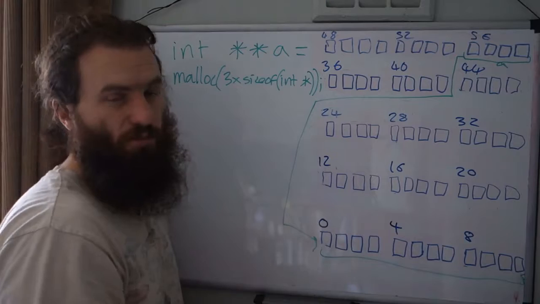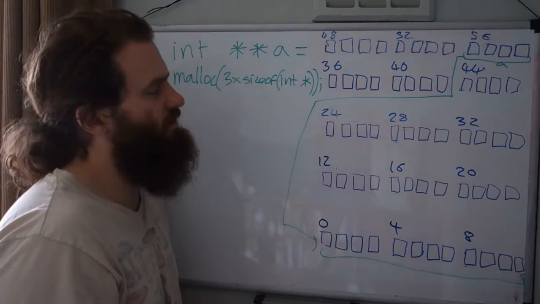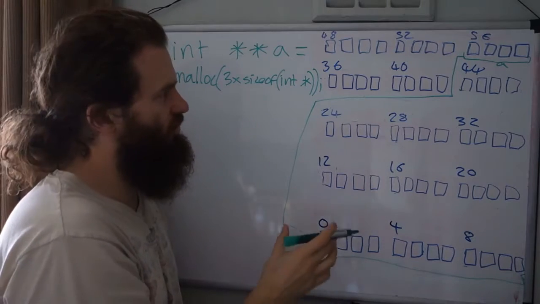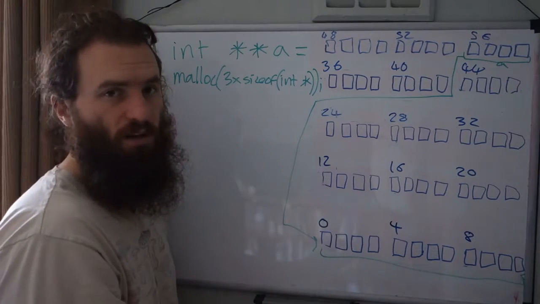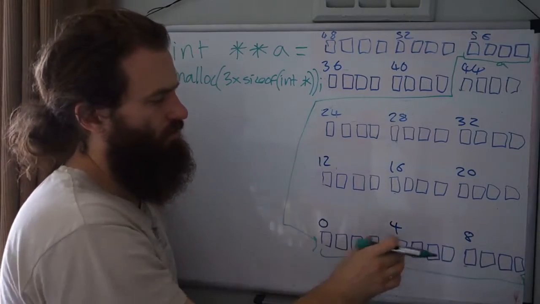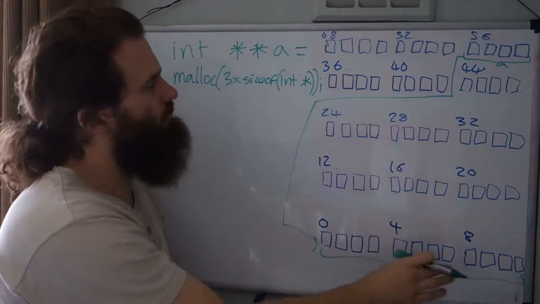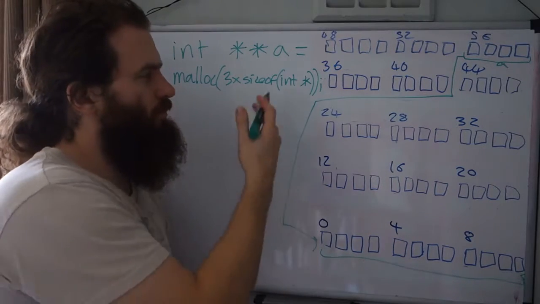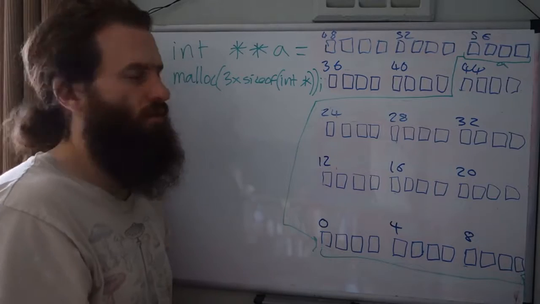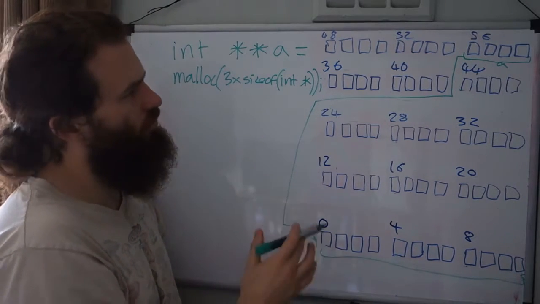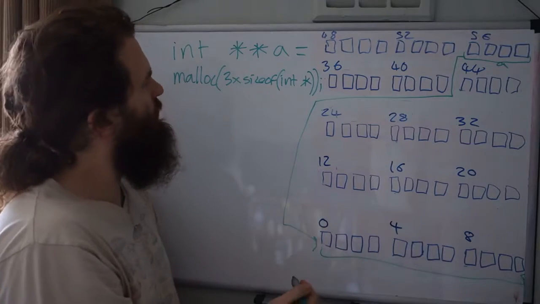Because the size of an integer pointer, well, an integer pointer is just an address. And if we assume a 32-bit machine, then the size of this is 4 bytes. 32 bits is 4 bytes. And so there's our 3 times 4 bytes, which is 12 bytes. And of course on a 64-bit machine, all our pointers will be 8 bytes long each. Alright, so we've got that now.